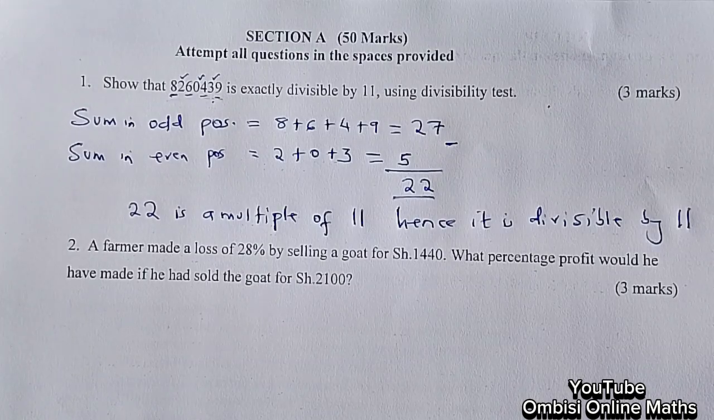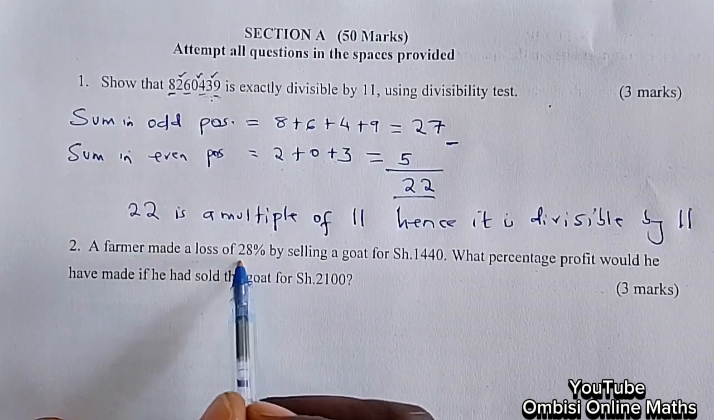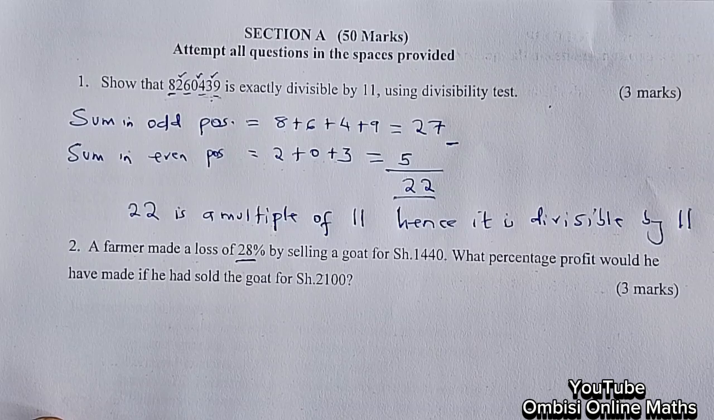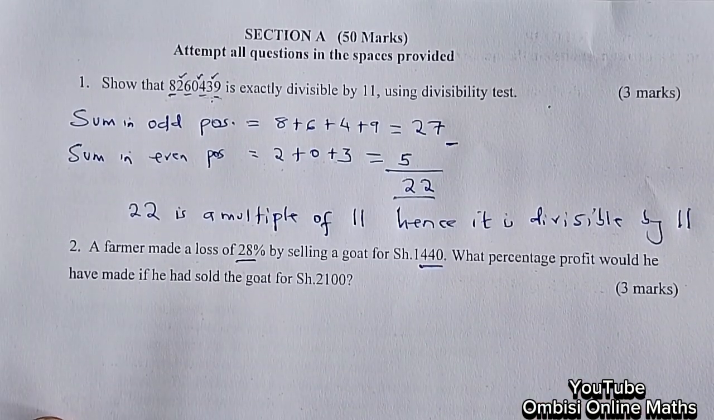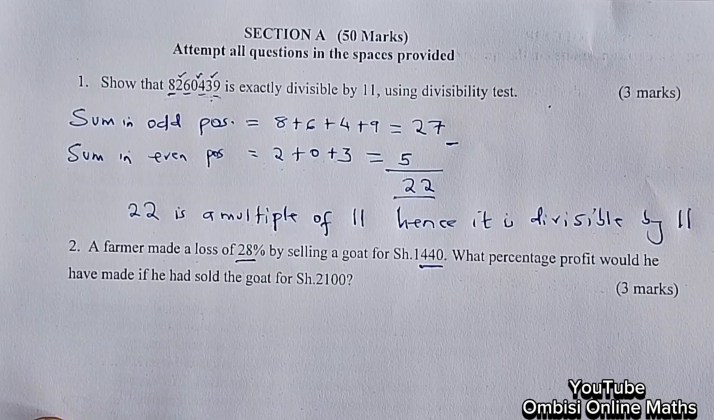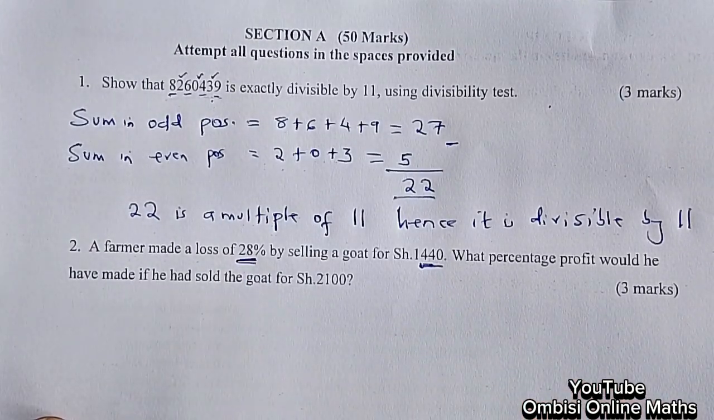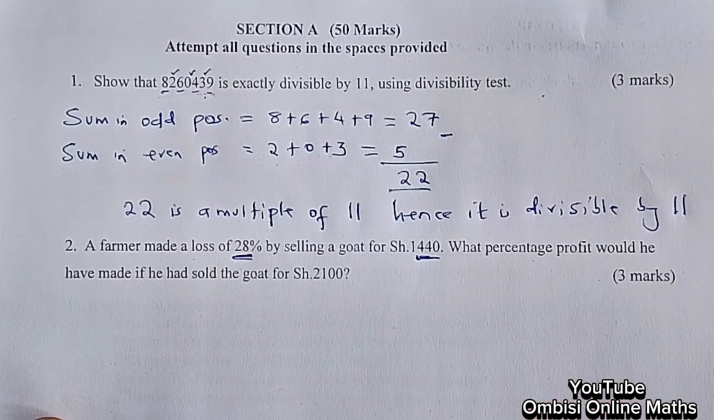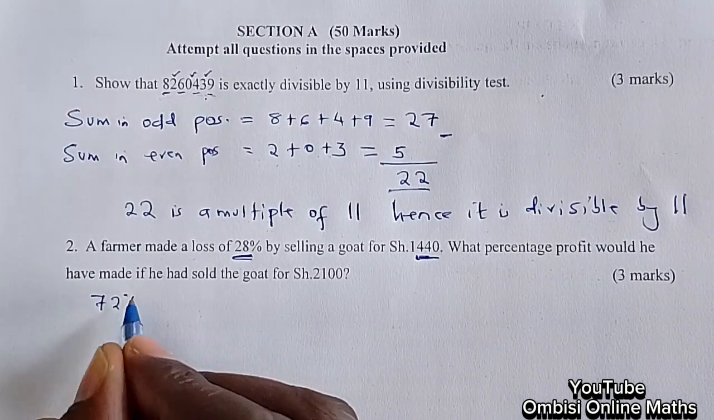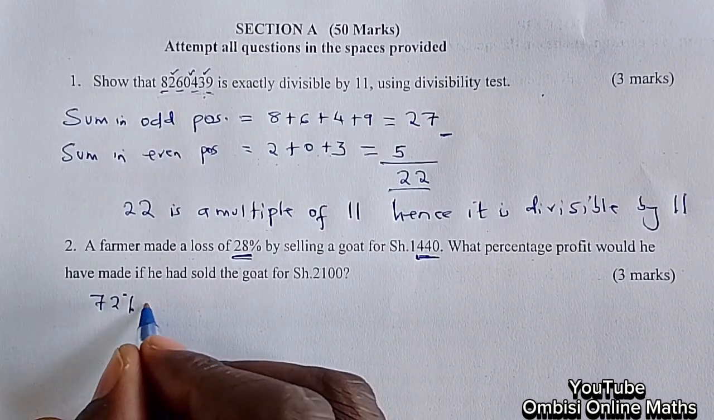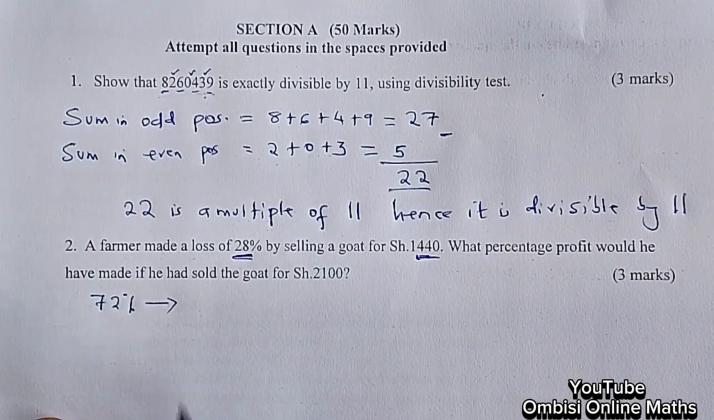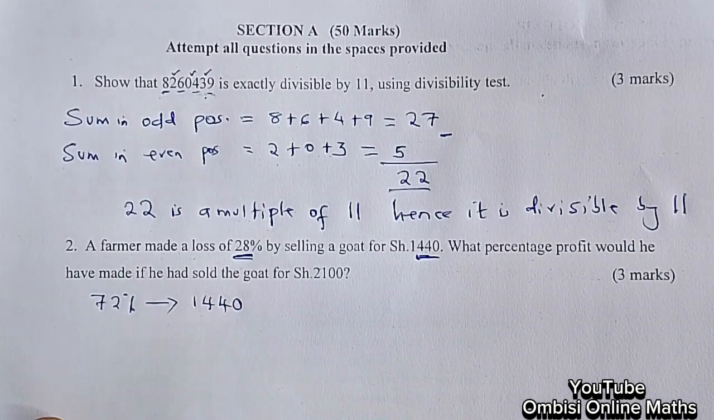Now, I move to question 2. Question 2 says that there's a farmer who made a loss of 28% by selling a goat at 1440 shillings. So what percentage profit would he have made if he sold the goat for 2,100 shillings? Basically, it means that the farmer sold the goat at a loss. He sold the goat at 72%. So it means 72%, that is the selling price at a loss, is equivalent to 1440 shillings.